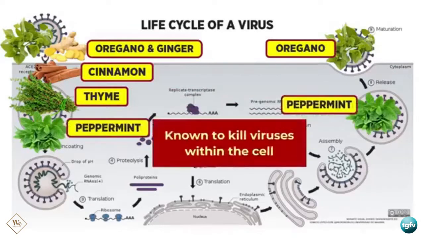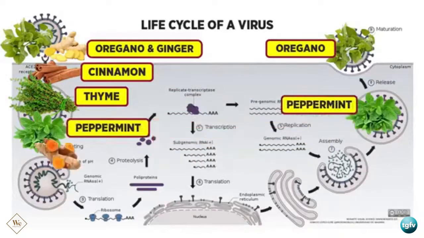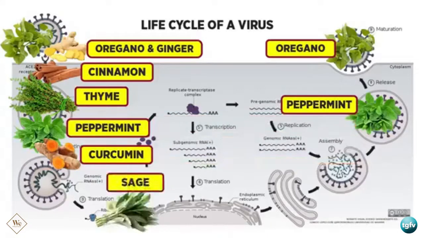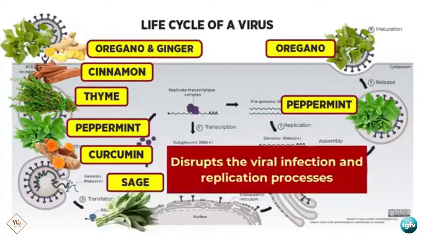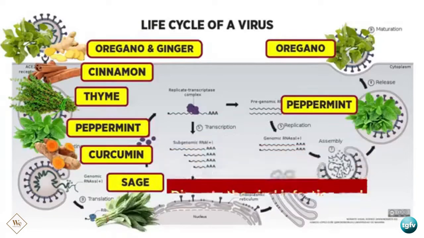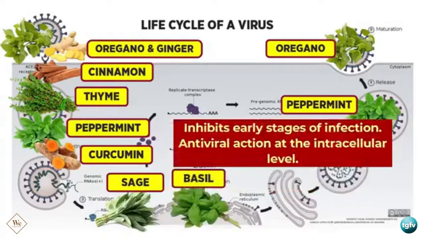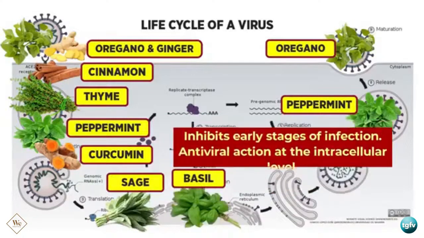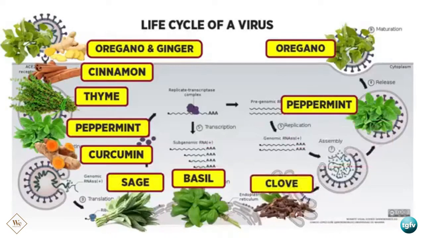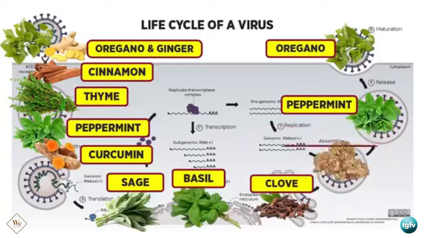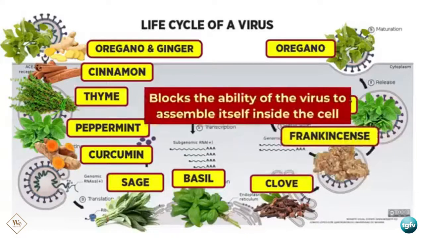Peppermint, known to kill viruses within the cell. Curcumin. It suppresses viral multiplication in the transcription stage. Sage. It disrupts the viral infection and replication processes. Basil. It inhibits early stages of infection and has antiviral action at the intracellular level. Clove. It inhibits viral activity at the replication stage. And frankincense, which blocks the ability of the virus to assemble itself inside the cell.